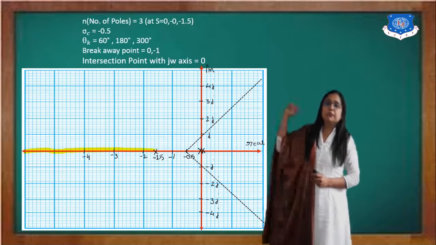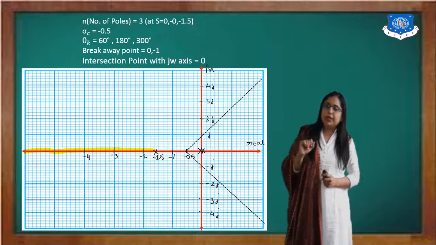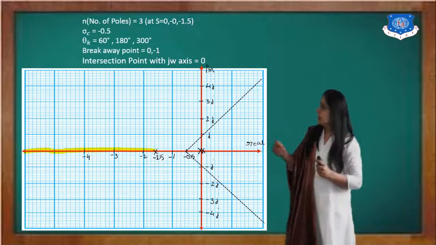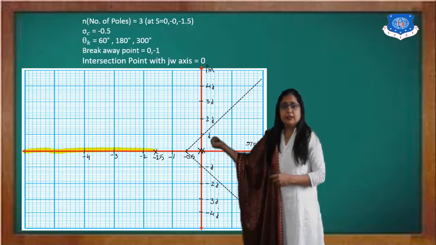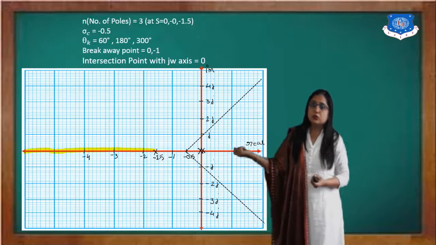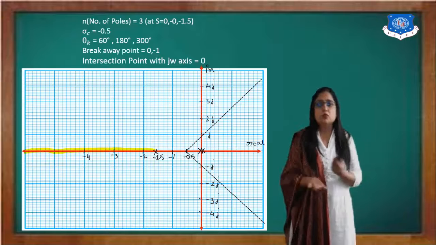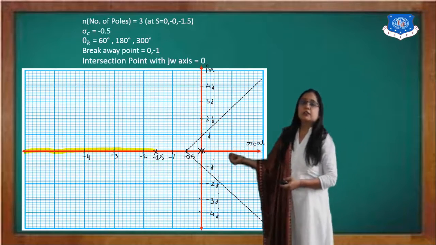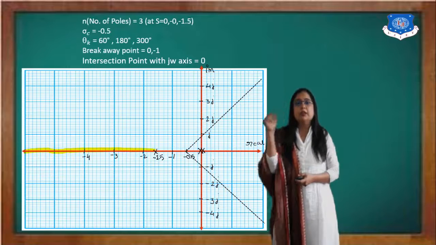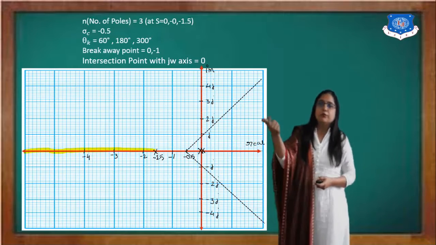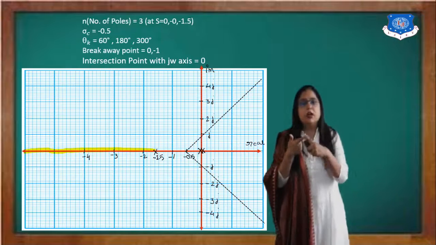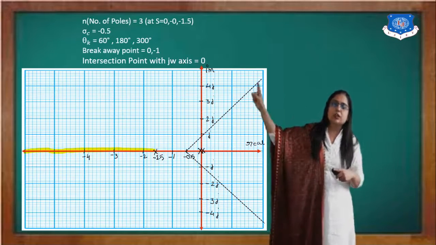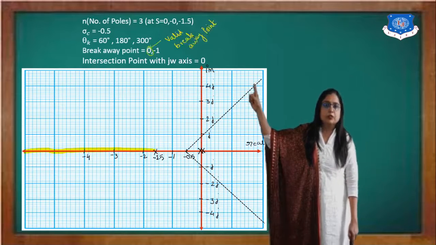Now you just check the breakaway points. One breakaway point is 0 and another breakaway point is minus 1. Now minus 1 is not on my highlighted line, so I can simply say minus 1 is not a valid breakaway point. Now 0, yes, because I have 2 poles at the origin. So from the breakaway points 0 and minus 1, only one point is valid, and that is the origin, 0.